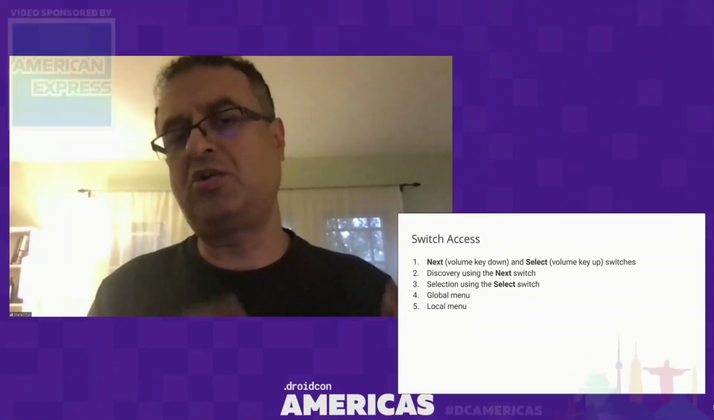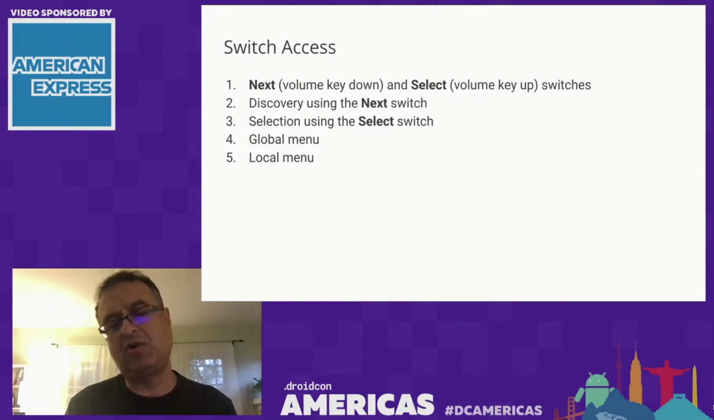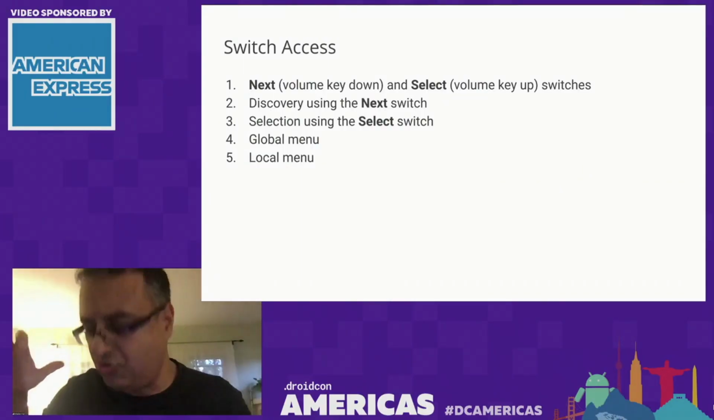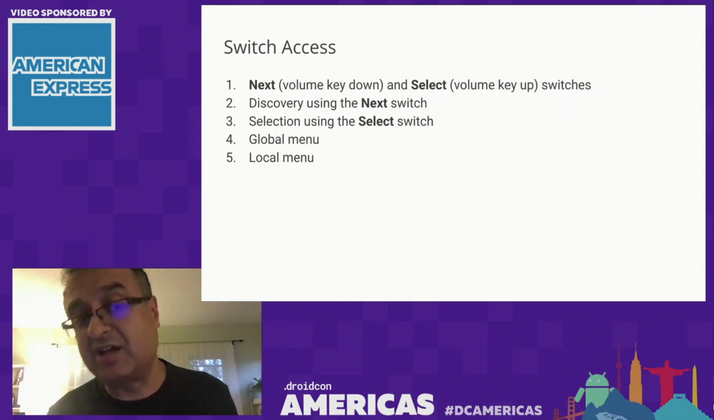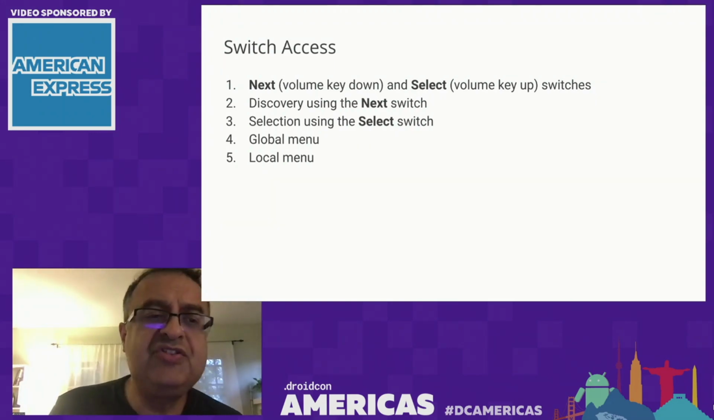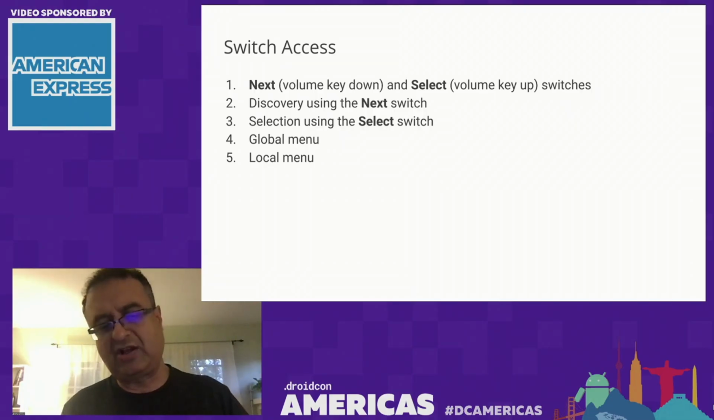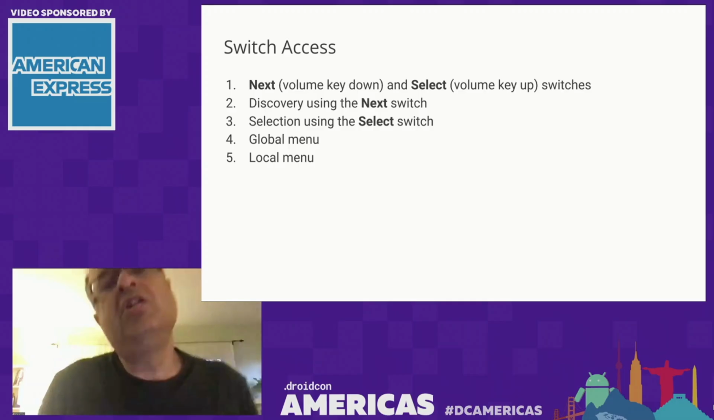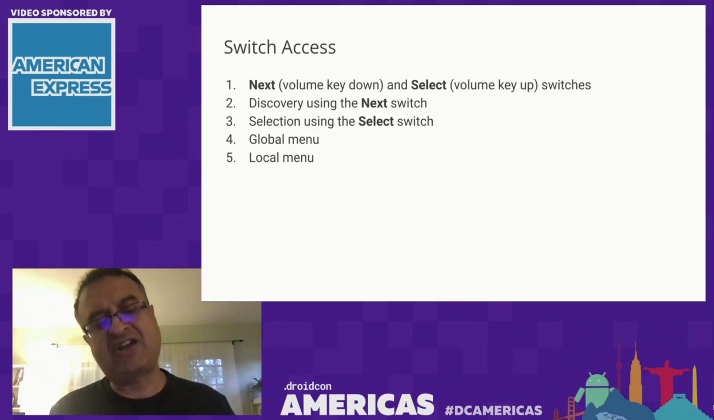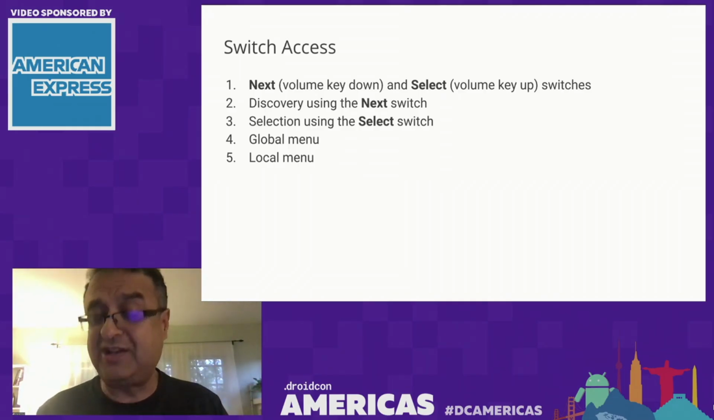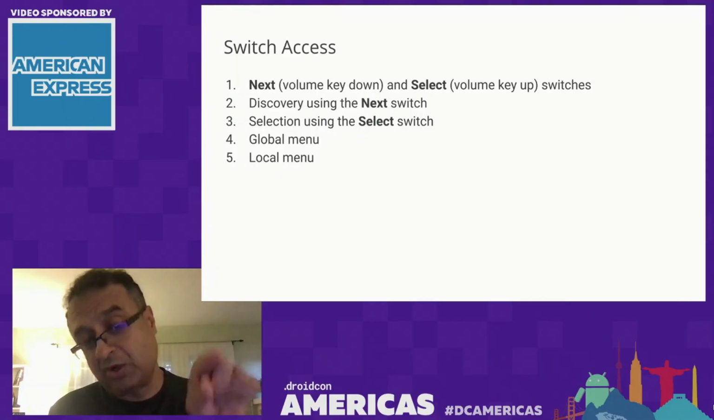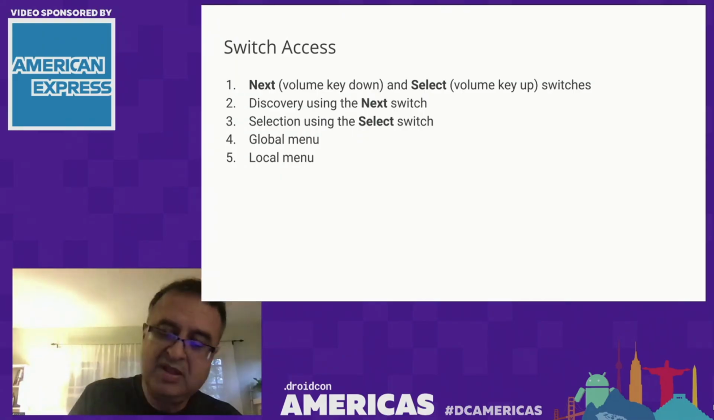So basically, the idea is you explore content using one switch. When you reach something that you want to maybe drill down into, let's say it's a button that you want to click on, you use the select switch to make the equivalent of a click. In addition to these things, there is a global menu that is presented to a switch access user that allows them to do things like go back, go home, go to your notifications, etc. And then there is a local menu for local actions that are associated with the view that is under focus. We're going to talk a lot about the local menu. So that's switch access.